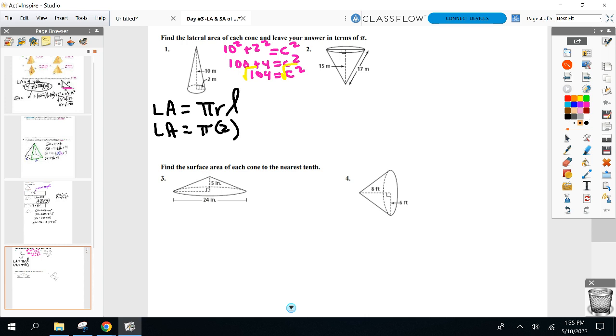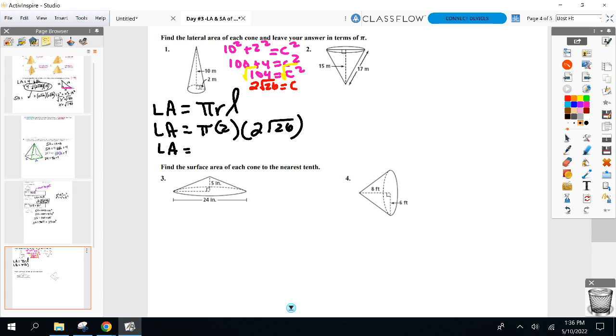So square root of 4 times square root of 26. So this breaks down into 2 square root 26. How do I leave that in terms of pi? What am I allowed to do up here? Multiply the 2's. You can multiply the 2's together.